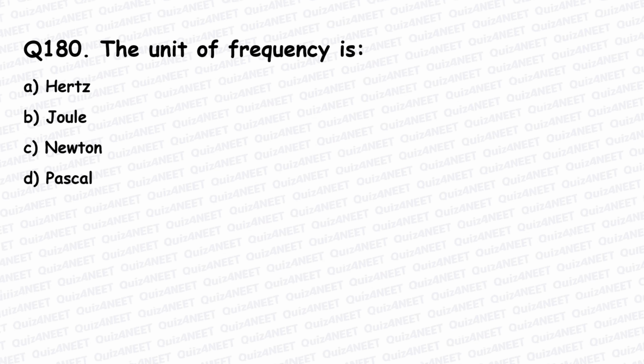Q180. The unit of frequency is: A. Hertz, B. Joule, C. Newton, D. Pascal. Answer: A, Hertz. Explanation: frequency is measured in Hertz.